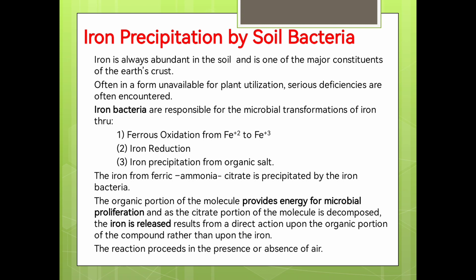And the iron bacteria are responsible for the microbial transformation of iron through the oxidation of ferrous to ferric, the iron reduction, and the iron precipitation from organic salt. The iron from ferric ammonia citrate is precipitated by the iron bacteria, and the organic portion of the molecule provides energy for microbial proliferation. As the citrate portion of the molecule is decomposed, the iron is released. This results from a direct action upon the organic portion of the compound rather than upon the iron. And this process happens even without air or with air.